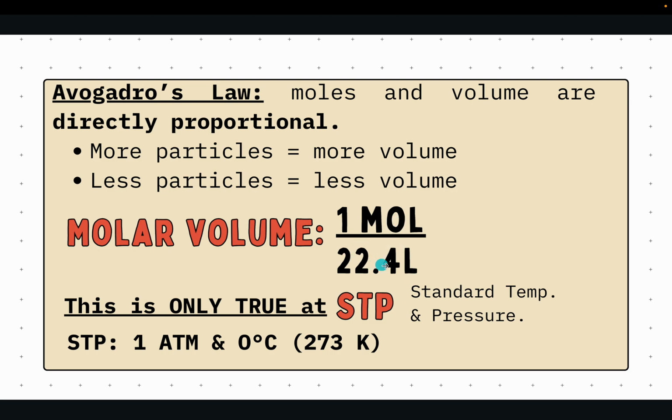So 1 mole is 22.4 liters, and 22.4 liters of a substance is 1 mole. However, this is not always true. This is only true at STP, standard temperature and pressure. STP is when the pressure is 1 atmosphere and the temperature is 0 degrees Celsius or 273 degrees Kelvin. This is only true in those conditions. If they specify pressure and temperature, then it is most likely not STP. It has to be either 1 and 0 or 1 and 273.